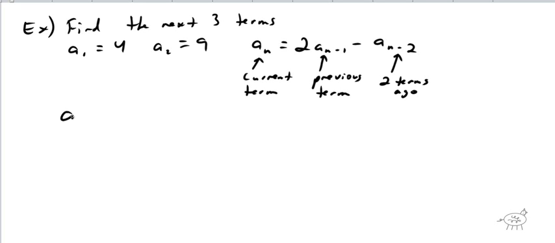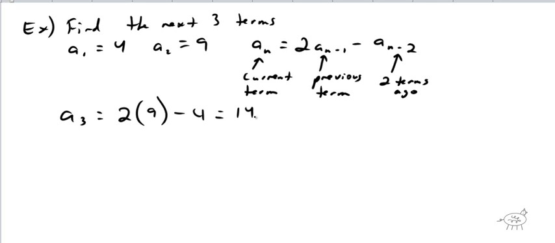So when I find a sub 3, I can do a couple different things here. But the way I truly want you to look at it is a sub 3 is 2 times the previous term. Do you guys agree the previous term is 9 minus the term 2 terms before that? That's a sub 1 because it's 2 back from 3. So minus 4. So 18 minus 4 is 14.